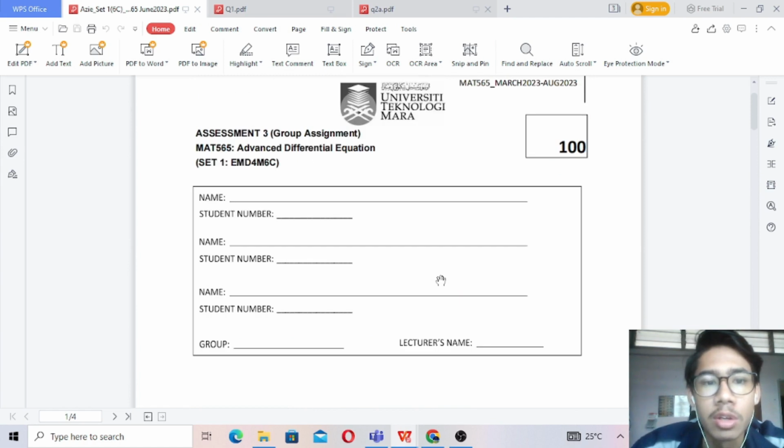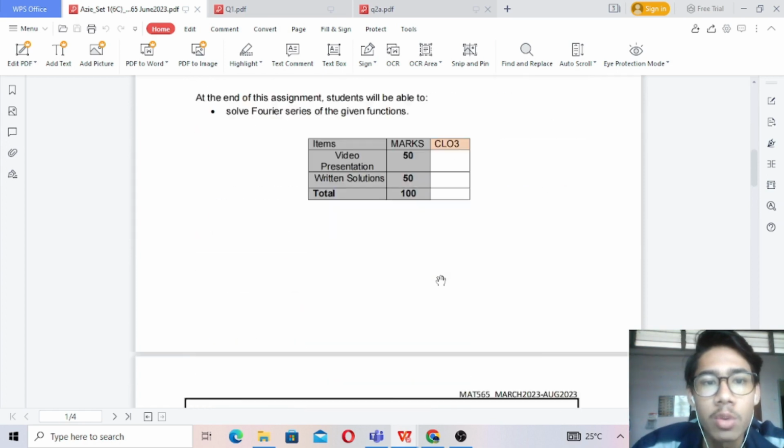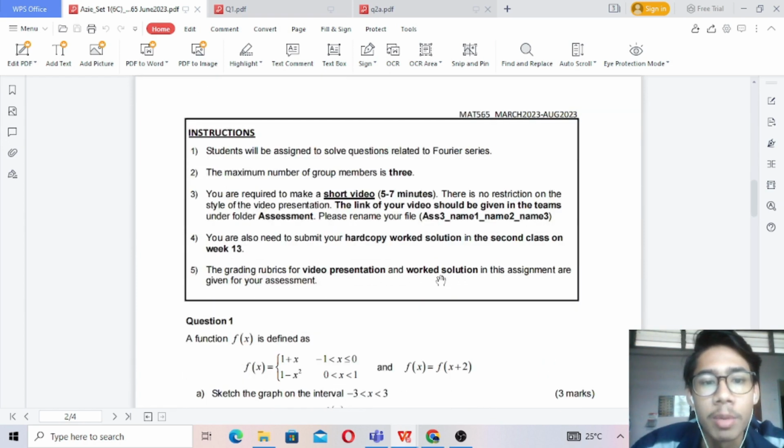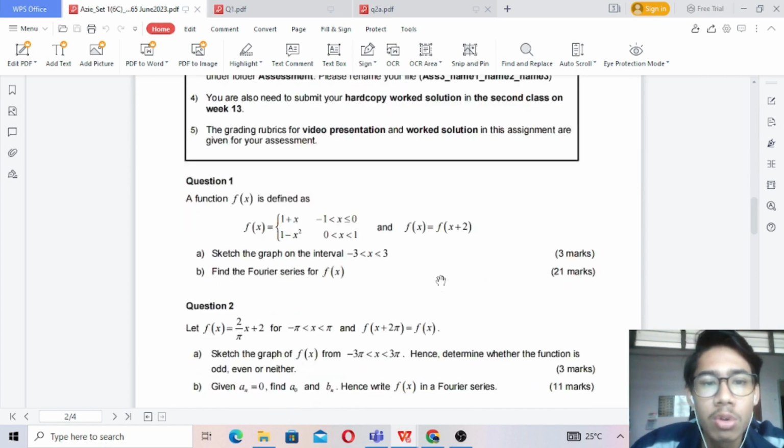This is the assignment in Advanced Differential Equations. I will do it with my partner, Muhammad Nurani bin Kariman. I will present question 1 and question 2A. So let's go to question 1.